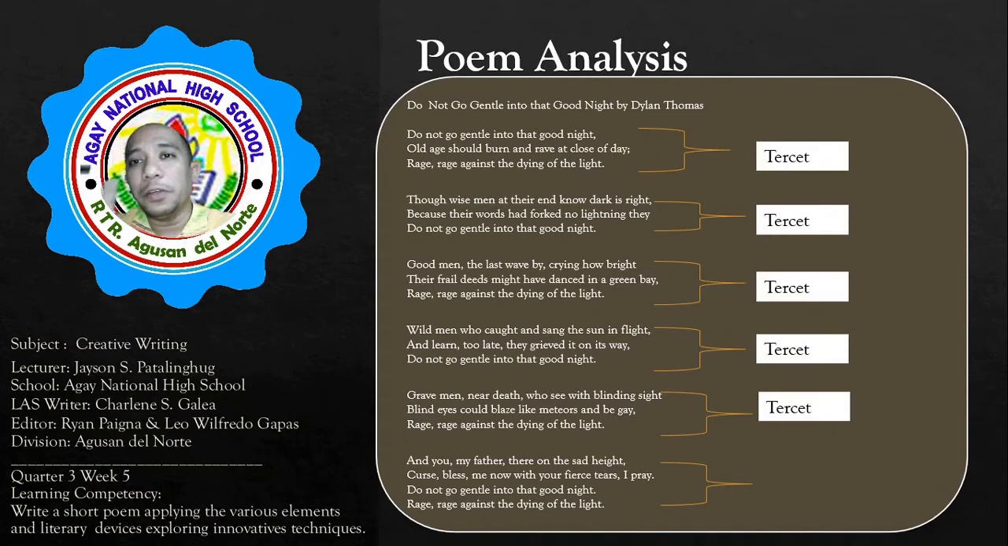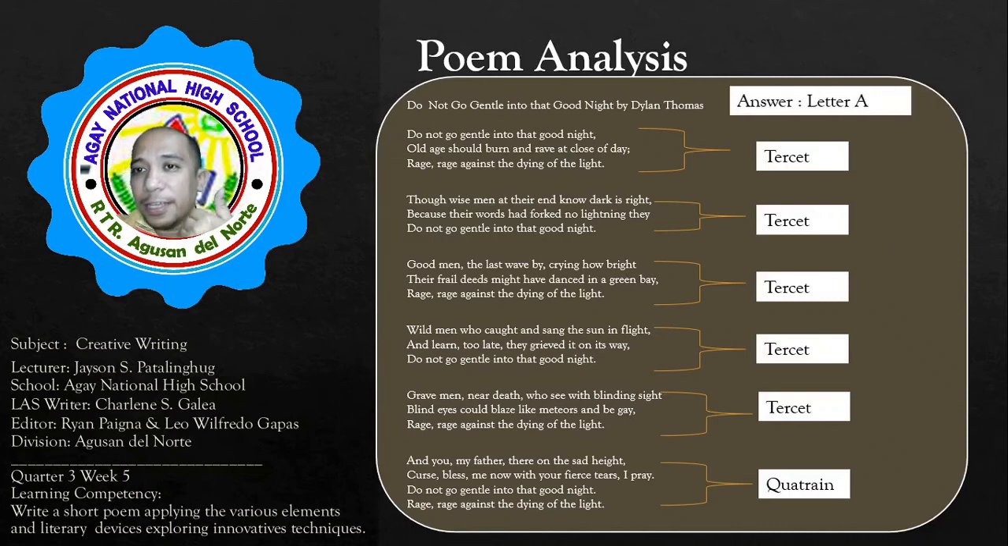So there are how many tercet? 1, 2, 3, 4, and 5. So there are 5 tercet, and the last stanza is a quatrain because it has 4 lines. So it is safe to say that this poem is composed of 5 tercet and 1 quatrain. So the answer is letter A.